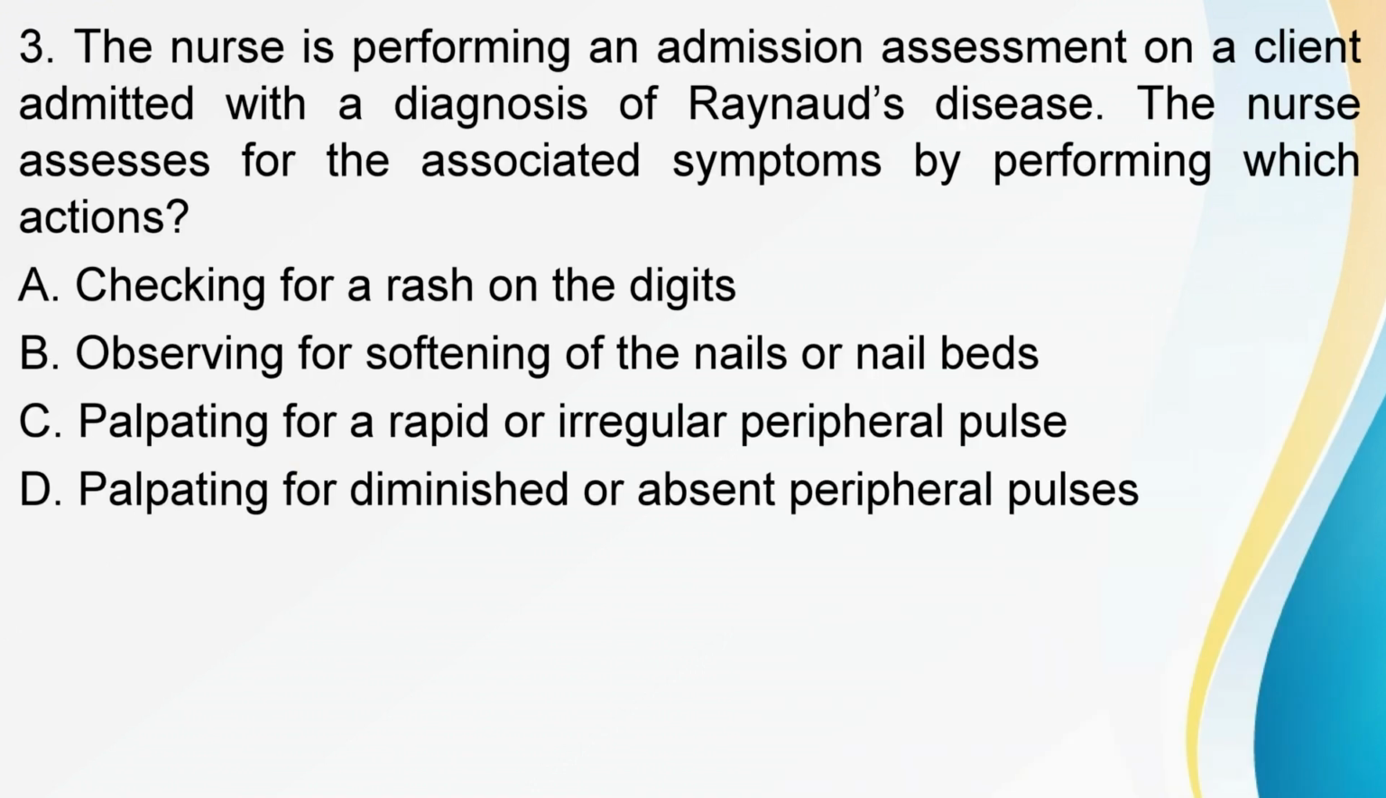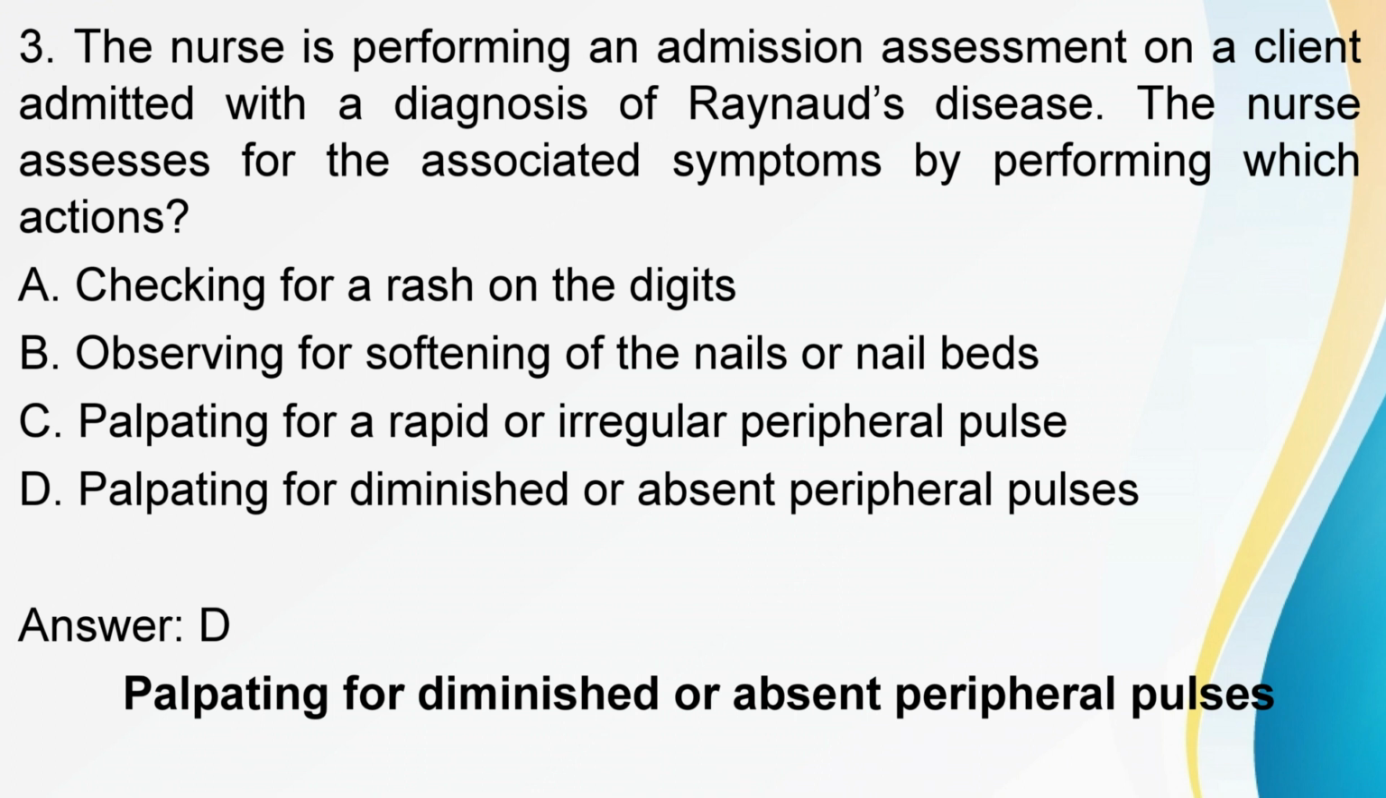Question number 3. The nurse is performing an admission assessment on a client admitted with a diagnosis of Raynaud's disease. The nurse assesses for the associated symptoms by performing which actions: A. Checking for a rash on the digits, B. Observing for softening of the nails or nail beds, C. Palpating for a rapid or irregular peripheral pulse, D. Palpating for diminished or absent peripheral pulses.